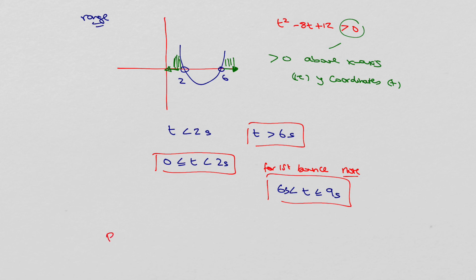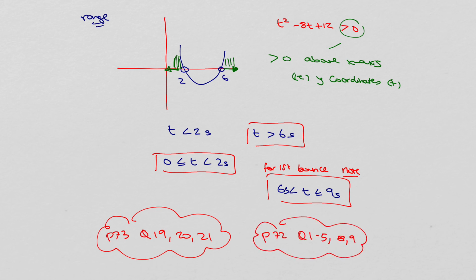So if you go to your books, page 73, you're then going to do question 19, 20, and 21, which is our quadratic inequalities in word problem form. And then the basic quadratic inequalities was page 72, question 1 to 5, 8 and 9.